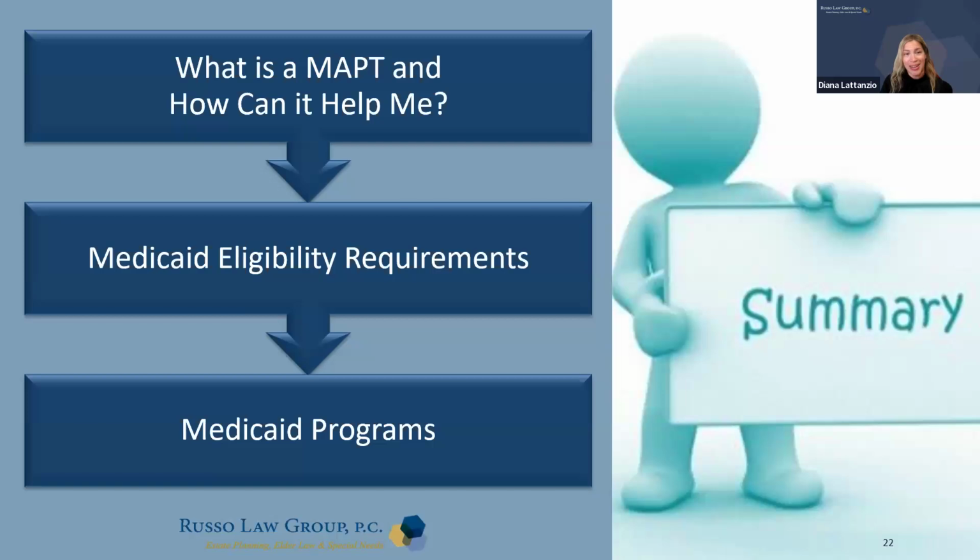So we covered a lot in a very short span of time. What we discussed was what a MAPT is, which is a Medicaid Asset Protection Trust, all of the benefits that a trust can offer you or your loved one, the Medicaid eligibility requirements, and 3 different Medicaid programs: the Medicaid home care, also referred to as community Medicaid; assisted living, which is also under the home care umbrella and follows the same eligibility rules; and finally, nursing home Medicaid or skilled care under the Medicaid umbrella.